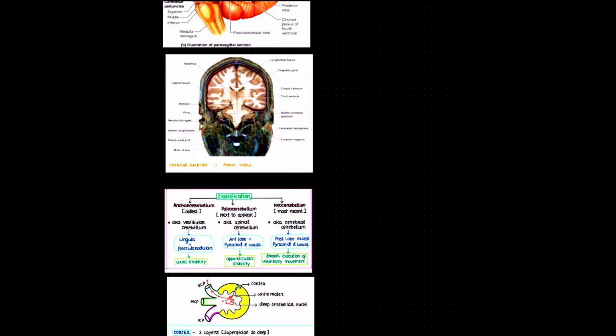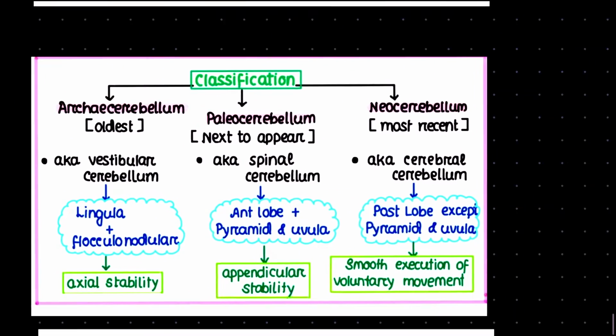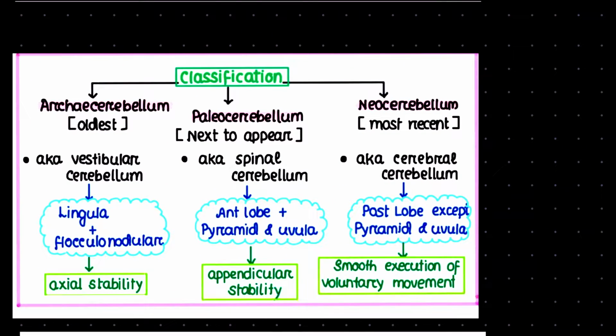the thing that we would like to keep in our mind is the classification, how our cerebellum is divided. There are three classifications based on the developmental history. The archaeocerebellum is the oldest one. The neocerebellum is the most recent, the newest. And in between these two we have the paleocerebellum.